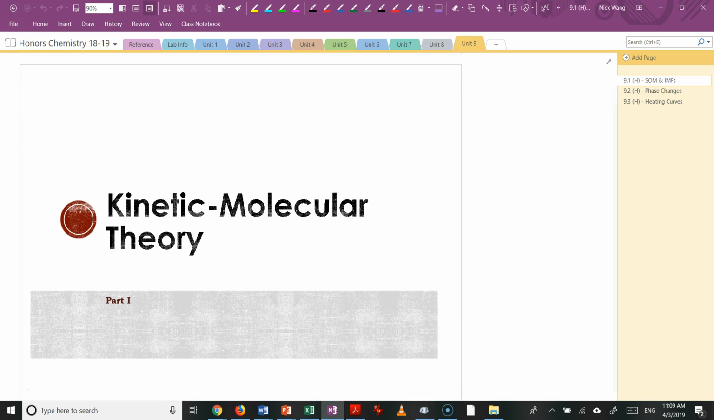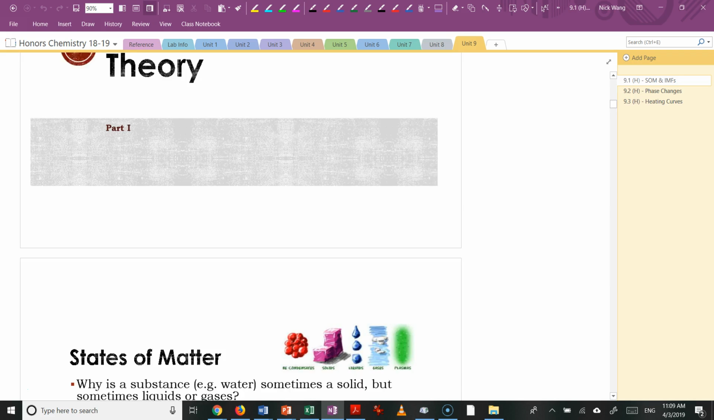So this first bit is going to be a bit of review, actually, for something called the kinetic molecular theory. This is basically a fancy way of saying, how do the particles' behaviors explain what the states of matter do? So let's go ahead and break this down.